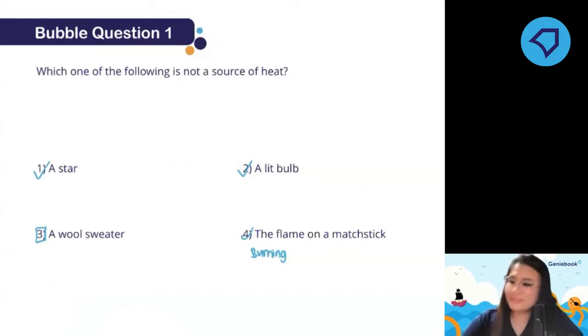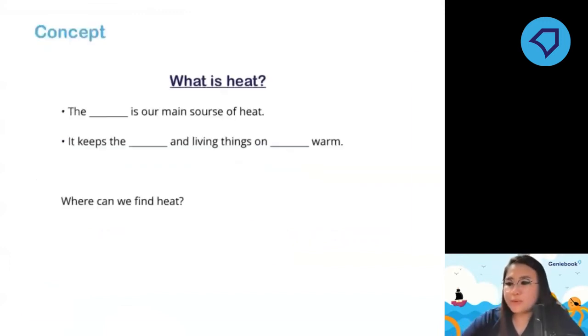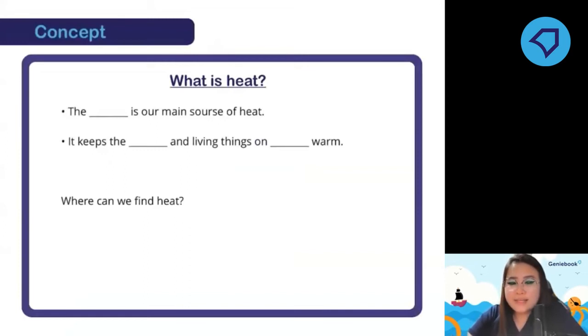Now, before we move on to our next question, what is heat under this? Where is our main source of heat? Where can we find heat? Our greatest source of heat is actually the sun. The sun is our main source of heat. And what does it do?